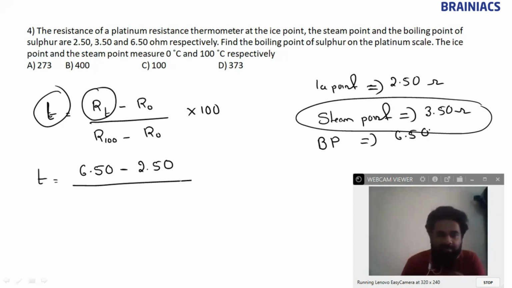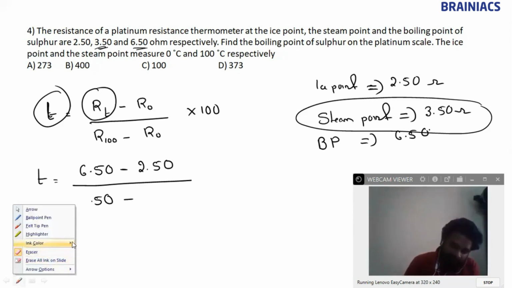So children, by varying the pressure or other factors, we can change the melting point and boiling point also. Some concepts will be there in this question, but in order to solve this, we just need to take the 100 degrees Celsius and 0 degrees Celsius resistances, nothing else. So R100 is given, steam point is considered as 100. So 6.50 minus, the resistance at steam point is considered as 3.50, that we will substitute.